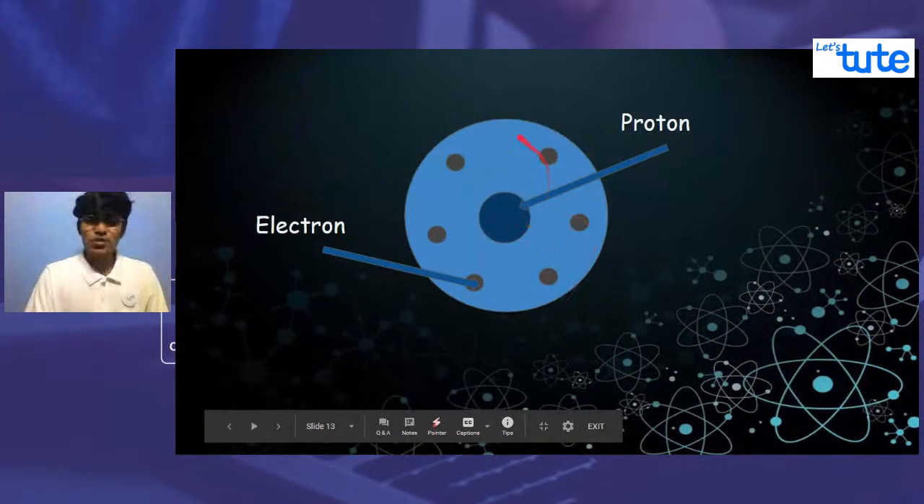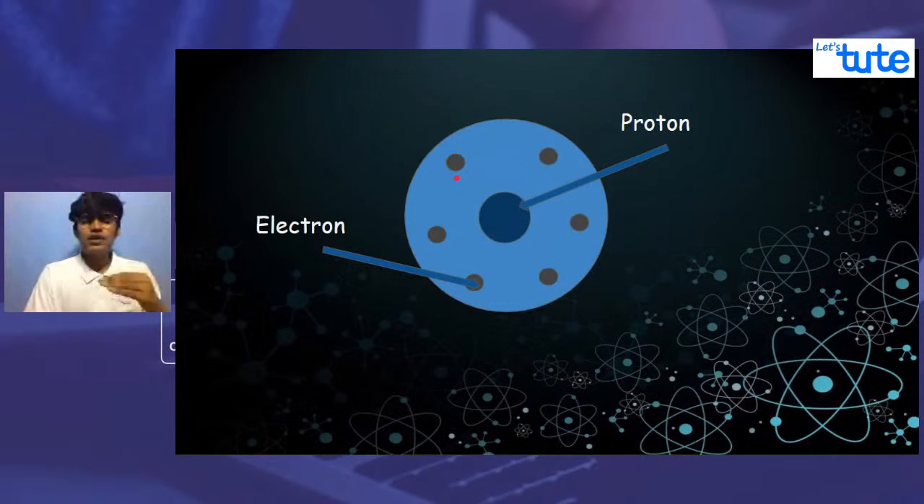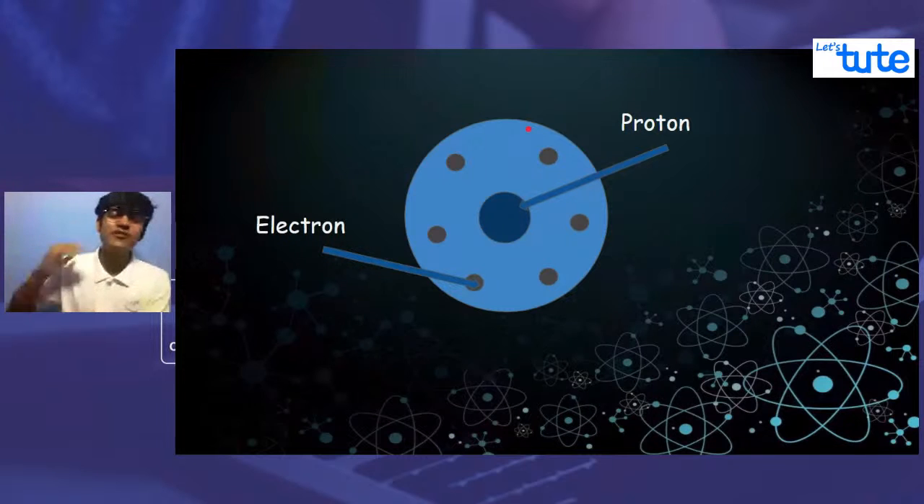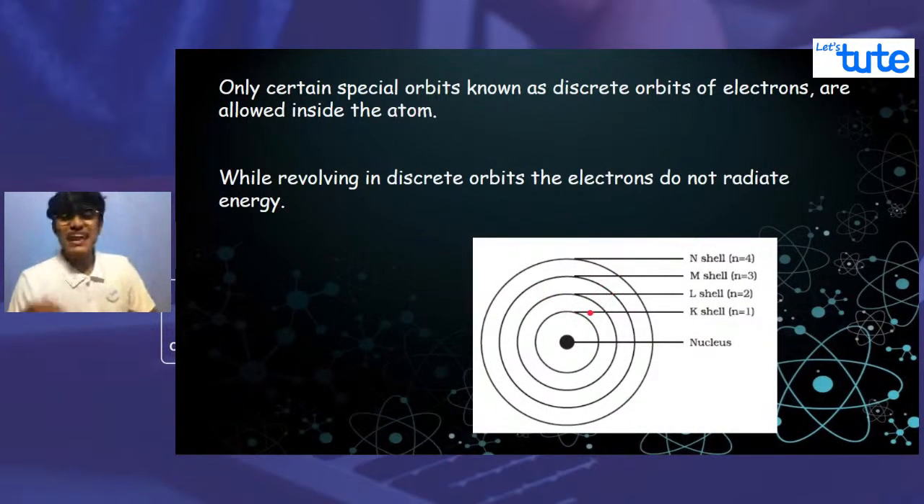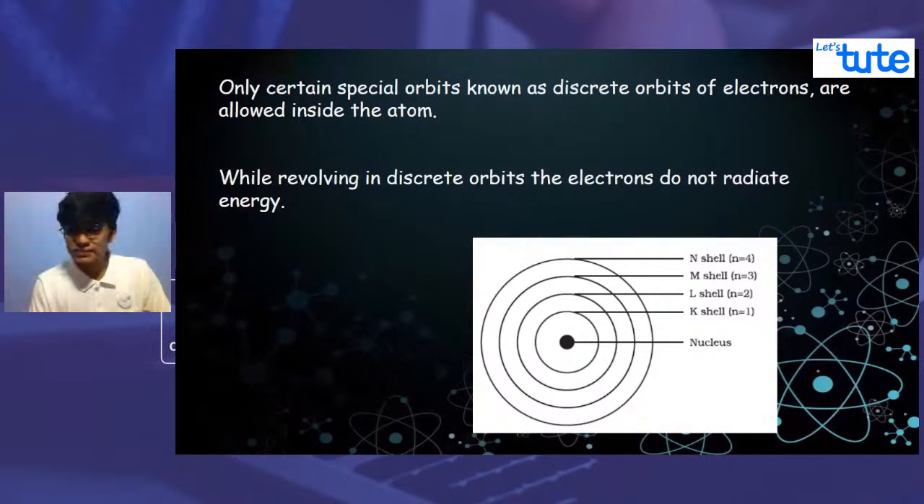So this was the model. Rutherford simply said that electrons are around the nucleus, but he didn't say they are present in a specific orbit. Neil Bohr was the one to say that electrons are present in discrete orbits. These orbits are known as energy levels. So try to understand this.